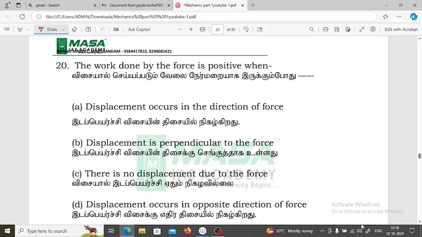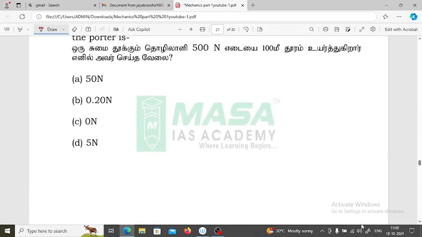The work done by the force is positive means the force we apply and the object moves in the same direction. So what will the answer be? Check. What is the correct answer? Answer option A. Displacement occurs in the direction of force. Correct? The force we give, we want to move in this direction, and the object moves in that same direction. So it is said to be positive. That means displacement occurs in the direction of force. Option A is correct.